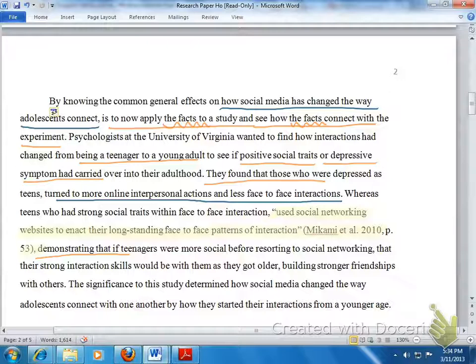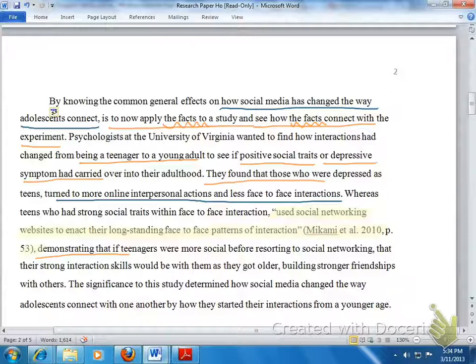Okay, so the next sentence: the significance to this study determined how social media changed the way adolescents connect with one another by how they started their interactions from younger age. Where does this fit? What is this sentence doing? Is it summary still? That last sentence. Well, I think it is part of the argument. I think it needs to be elaborated on.